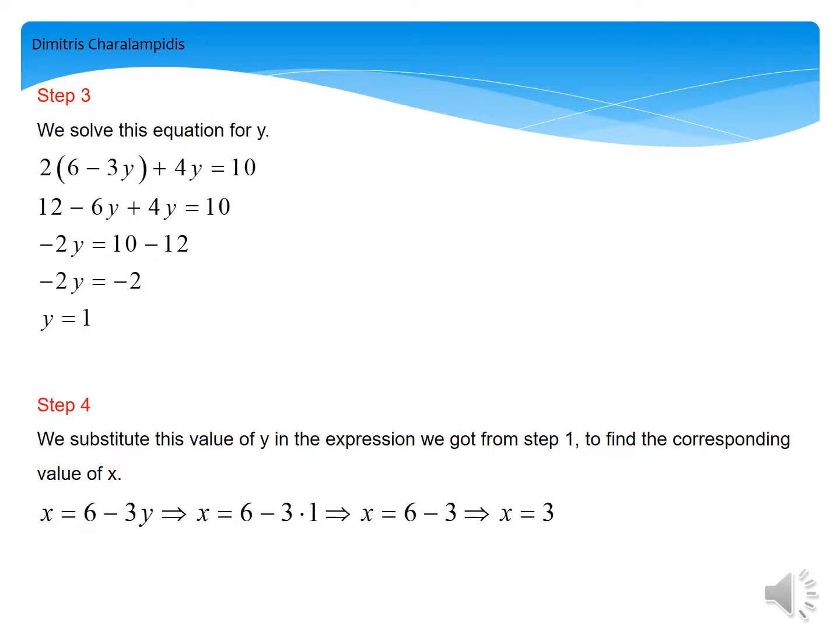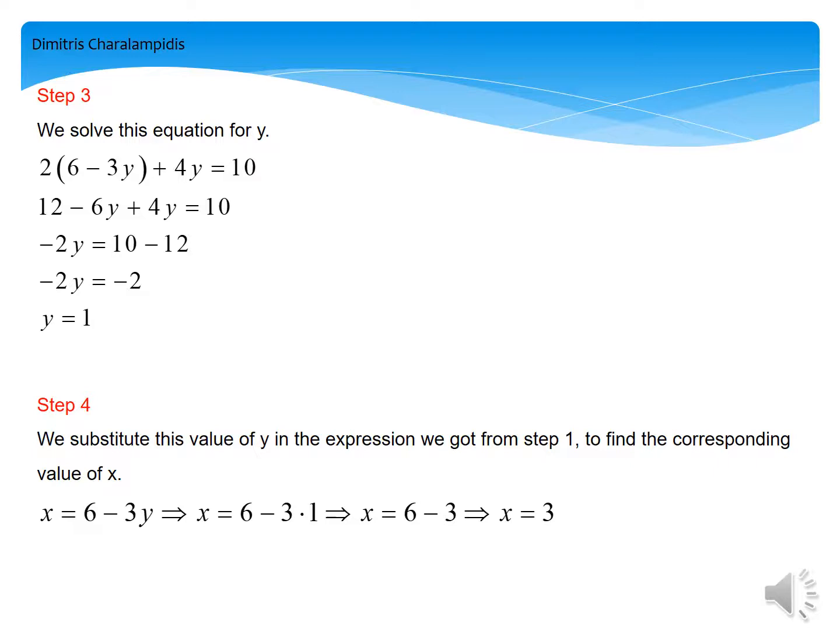In third step, we need to solve this equation for y. So, 2 times (6 minus 3y) plus 4y equals 10. Thus, 12 minus 6y, we applied the distributive property, plus 4y equals 10. Thus, negative 2y, we added similar terms, equals 10 minus 12. Thus, negative 2y equals negative 2. Thus, y equals 1.